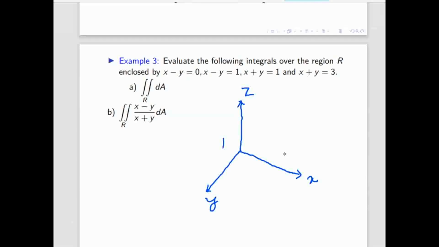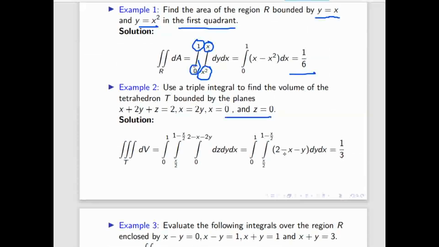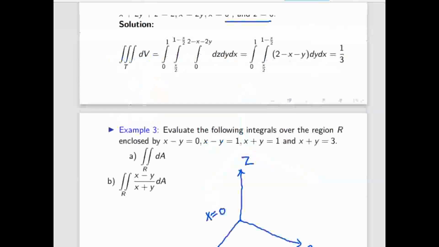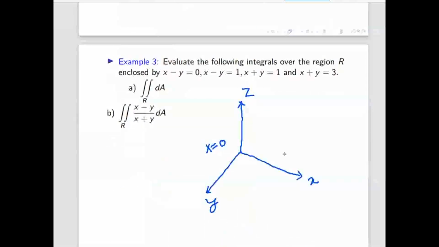So YZ plane is this plane. So this whole plane is x equal to 0. I'm writing here also x equal to 0. So this plane is x equal to 0. So one side is done. We cannot go beyond that. This side is blocked, x equal to 0. Then z equal to 0 is the XY plane. That means this bottom is z equal to 0.